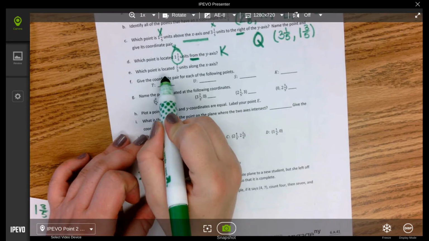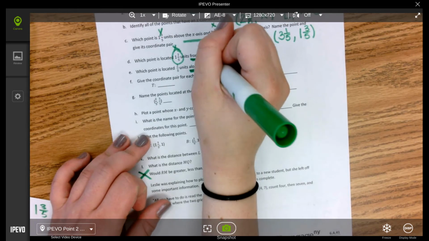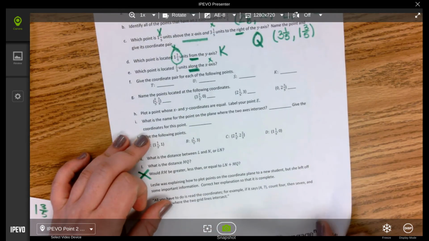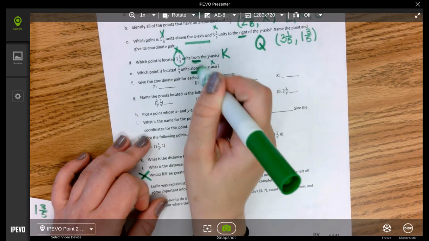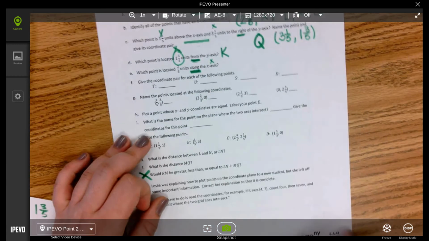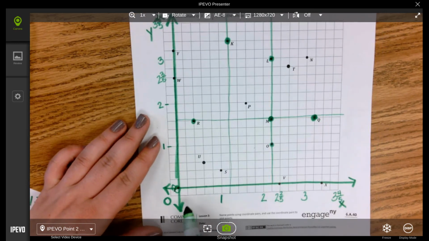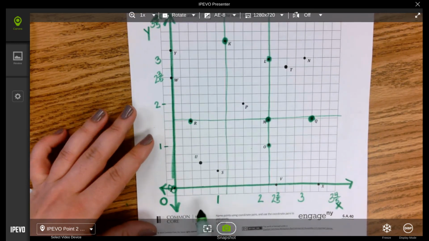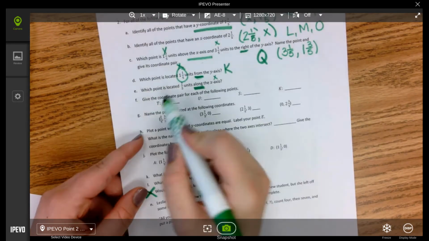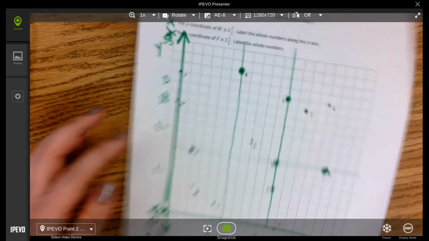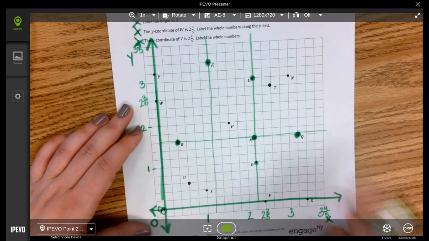Which point is located 2/5 units along the x-axis? Again, it's going to be an x value because it says the word along. From means it's going to be the opposite. Along means it's going to be the same one that it says. So 2/5. Which point is 2/5 along the x-axis? So 1/5, 2/5. Again, here we go. R would be our point.